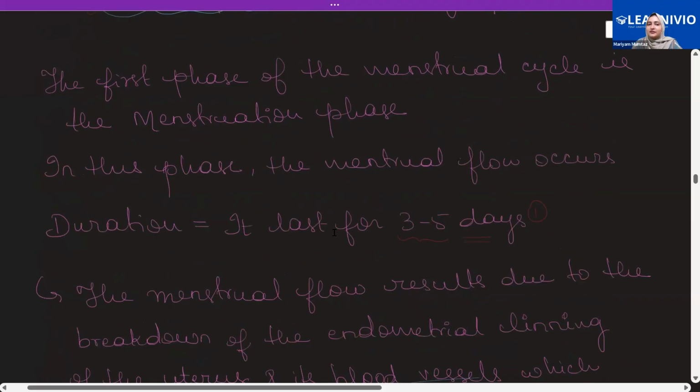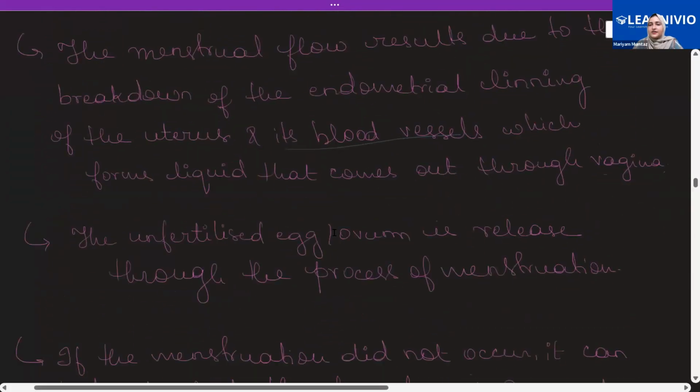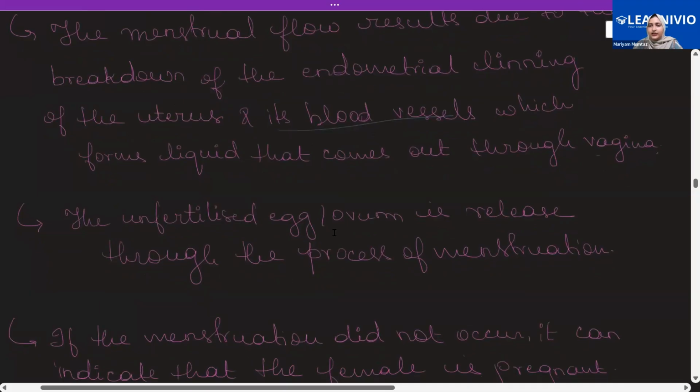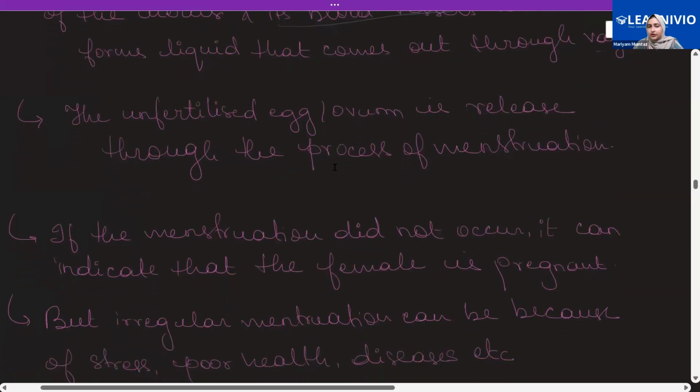So the first phase of the menstrual cycle is called the menstrual phase, wherein the actual menstrual flow comes out through the vaginal passage. It lasts for 3 to 5 days. And why does it happen? It is happening because of the failure of fertilization of the ovum. The endometrial lining breaks down, as a result of which the blood vessels and the uterine vessels are shed off and come out in the form of liquid blood through the vagina. The unfertilized egg or the ovum is also released in this process.